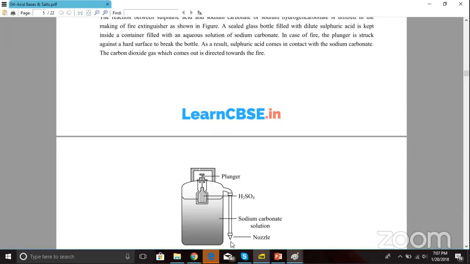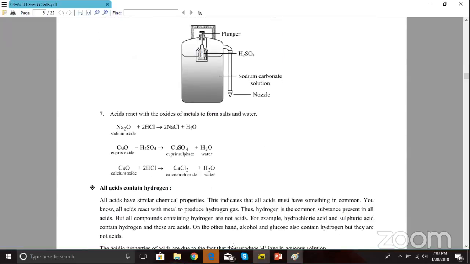If the gas comes out from the nozzle and we direct it towards the fire, it will extinguish it. This reaction is very important, suppose in the laboratory, where it may catch fire. We have to use the fire extinguisher, so we can use this reaction in that one.